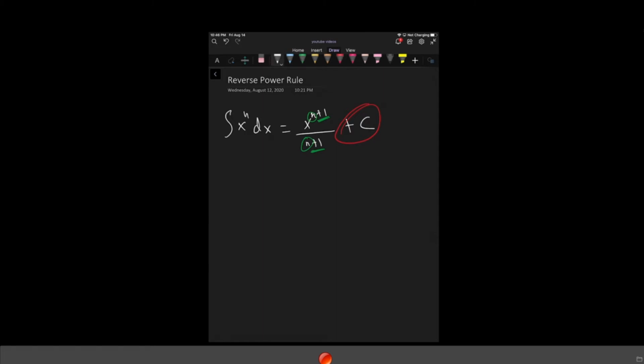So let's do one example down here. Let's do the first one: the integral of x raised to the 4th dx equals, just like the reverse power rule says, we have to increase the power by 1 and then divide by the power plus 1, which is going to be x raised to the 5th power over 5. Then, very important, like I said, don't forget to add your arbitrary constant at the end, plus c. Since this is an indefinite integral, we have to add our arbitrary constant.